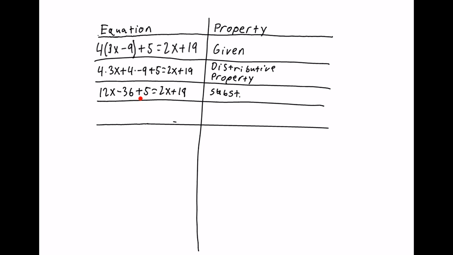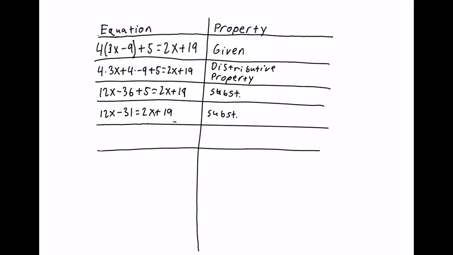Next, we can combine like terms right here. So that's the next thing we're going to do. 12x, and then negative 36 plus 5 is a negative 31, equals 2x plus 19. And again, substitution property of equality. Okay? Next.